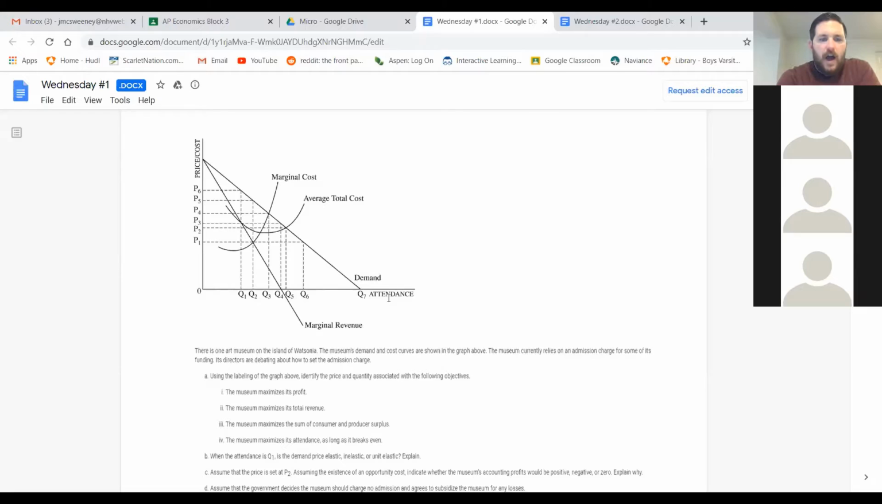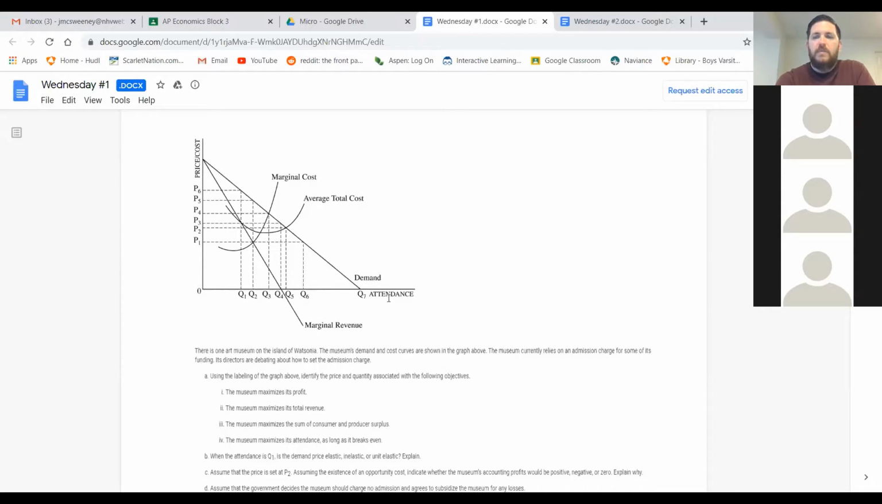All right, so number 1, rather. The museum maximizes its profit. Remember, we're dealing with a firm here, and so the profit maximization point for firms is where the marginal revenue is equal to the marginal cost. So on our graph, we have to see where MR intersects with MC. At this point, it's going to intersect at Q2.